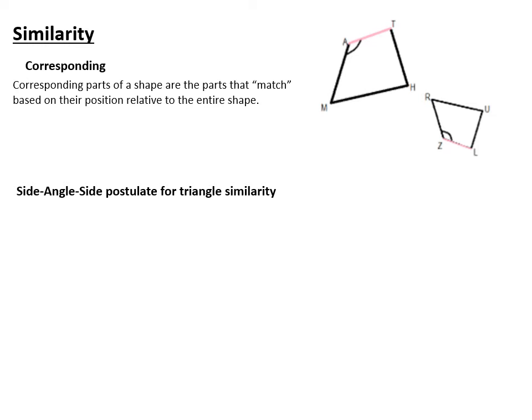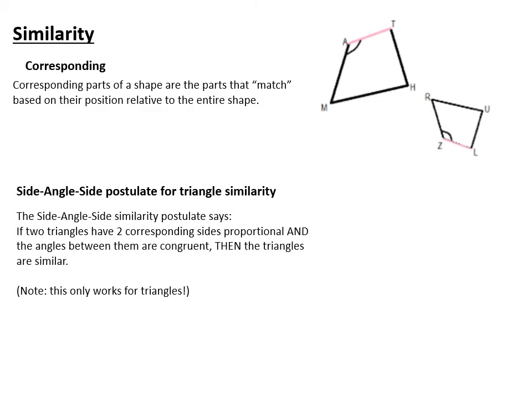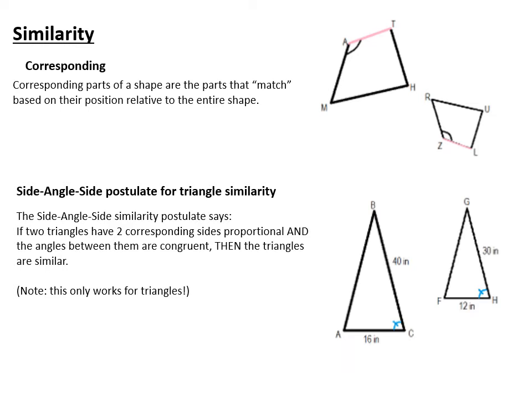Side-angle-side postulate for triangle similarity. The side-angle-side similarity postulate says if two triangles have two corresponding sides proportional and the angles between them are congruent, then the triangles are similar. Note this only works for triangles. So here we have two similar triangles.